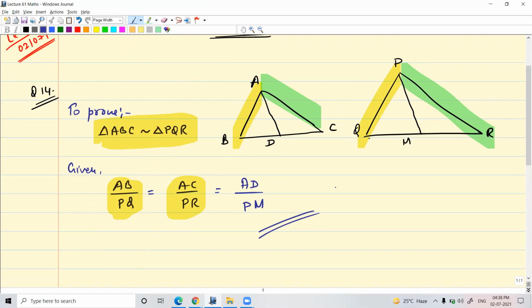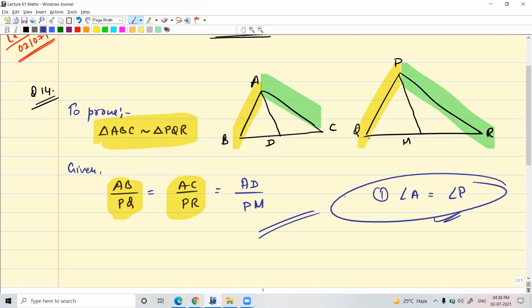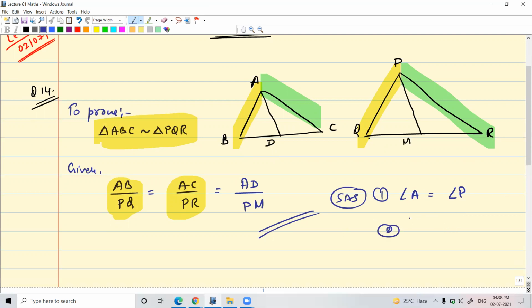Angle A and angle P, sir. Yeah, there is one option that you prove that angle A is equal to angle P. Then we will be able to use the SAS rule, correct? Or by some other means, we have an option that we can prove BC by QR is also equal to the ratio given here. Everyone agrees? Any one of these two we have to do. Okay, so I'm going to choose this path.